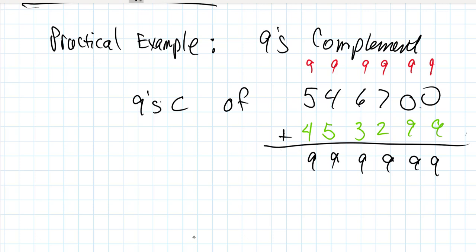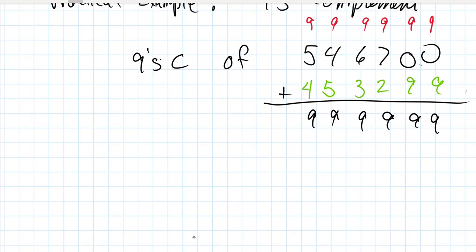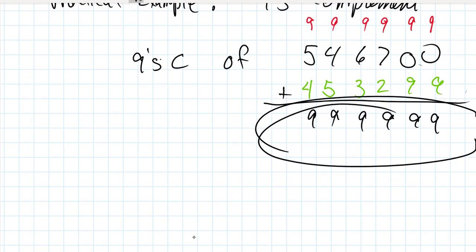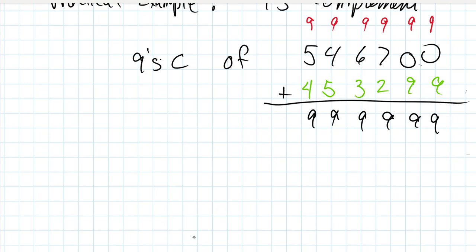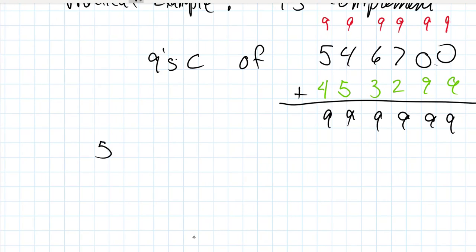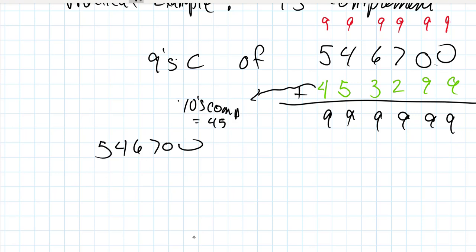The 10's complement would be 1 plus the 9's complement. And if we add 1 to this, we're going to end up with all zeros. So let's take a look at that. Let's go ahead and use the 10's complement. So 5, 4, 6, 7, 0, 0. And then I'm going to add 1 to this value, 4, 5, 3, 2, 9, 9, and that will be our 10's complement, which is 4, 5, 3, 3, 0, 0.